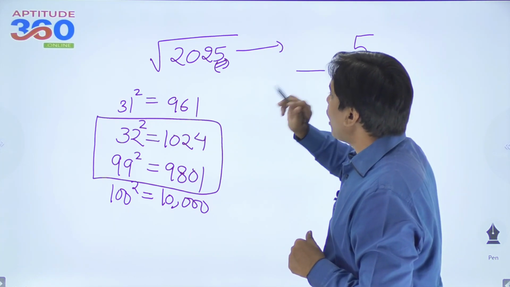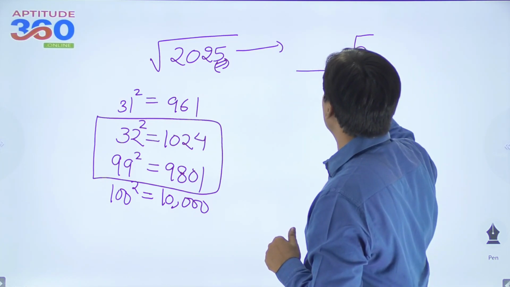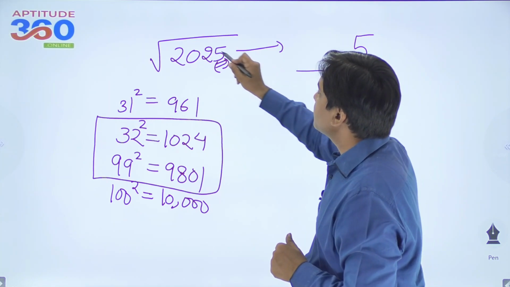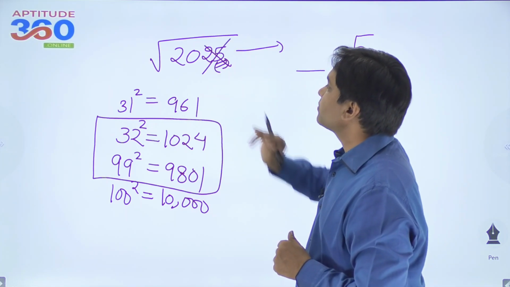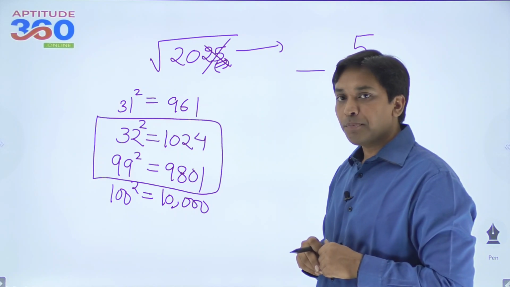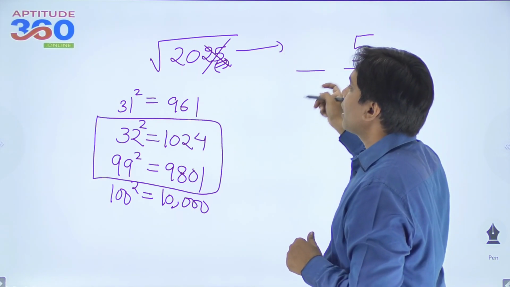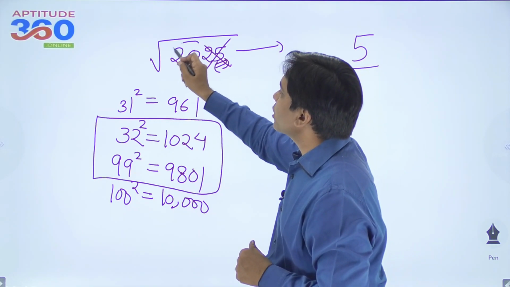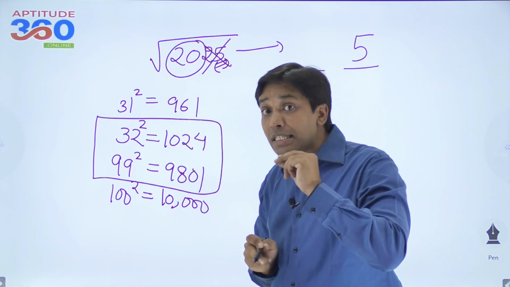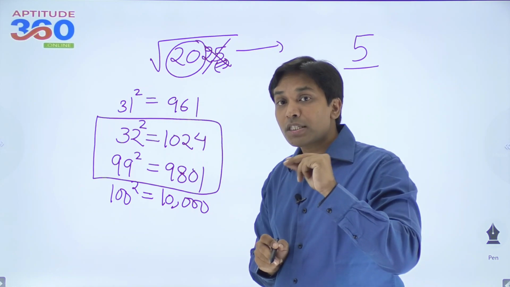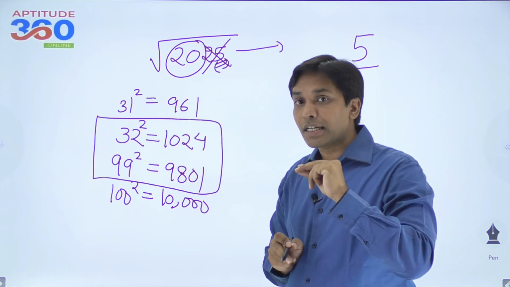I hope you understand. Now, once you have found out what is going to be at the last digit, just discard it. Is that okay? Now, what do we have to do? We have to find out this number. And then you find out what is going to be a perfect square number which is just less than 20.